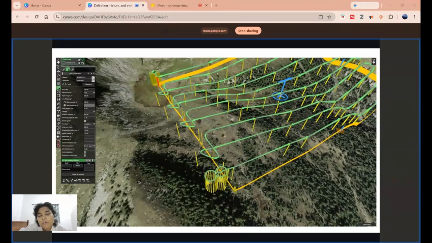So if you want, you can write it down somewhere. DTM, DEM, DSM. Digital surface models, digital elevation models, and digital terrain models. So these are the three different types of data pertaining to the elevation.